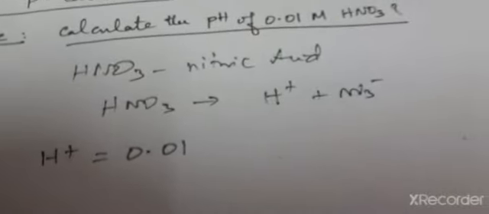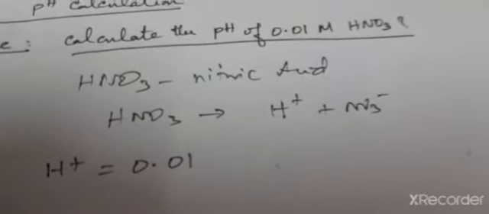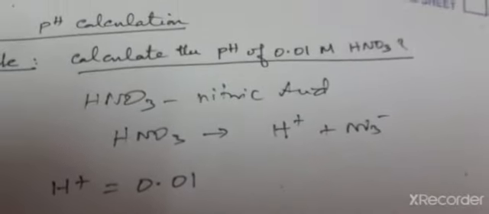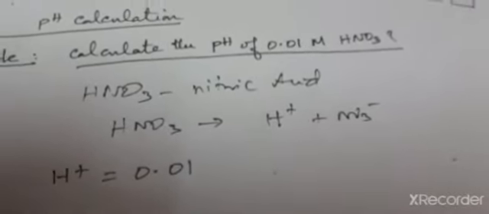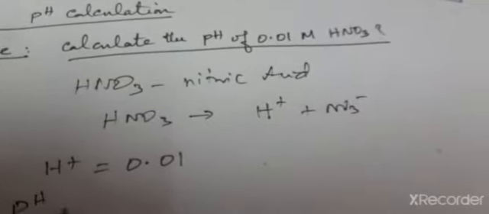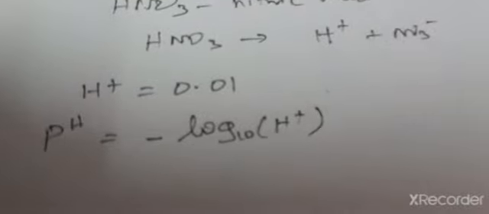0.01 is given. The hydrogen ion concentration is given because the given solution is acid. Acid is going to displace hydrogen ion in aqueous solution. Then you have to use the formula for hydrogen ion concentration: pH is equal to minus log 10 H plus.